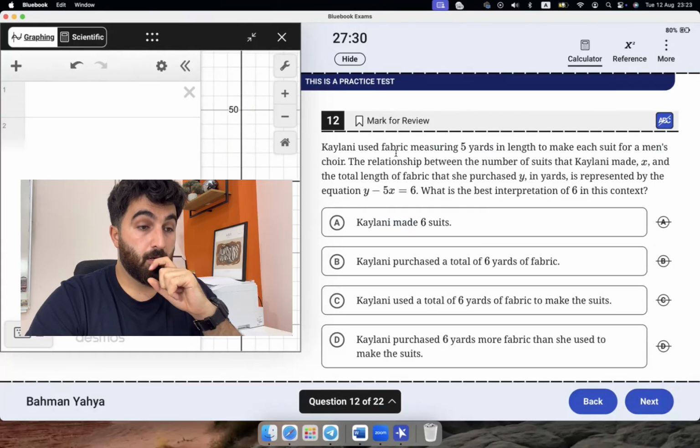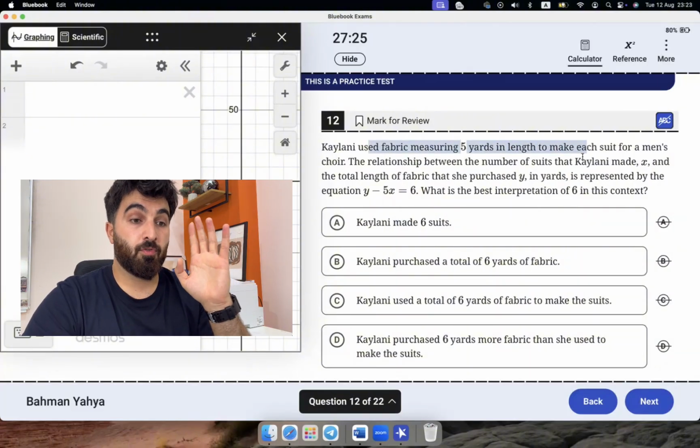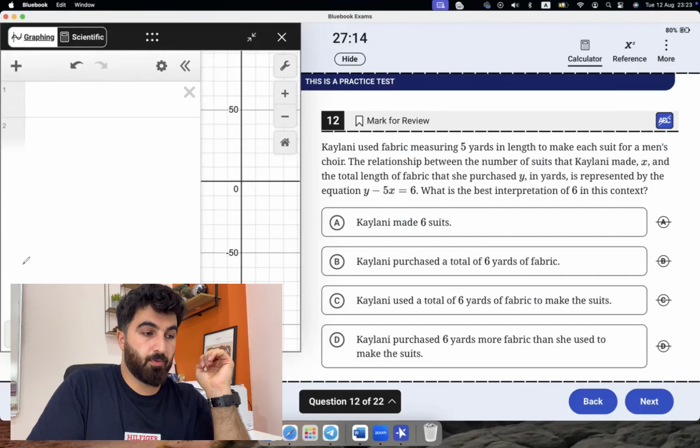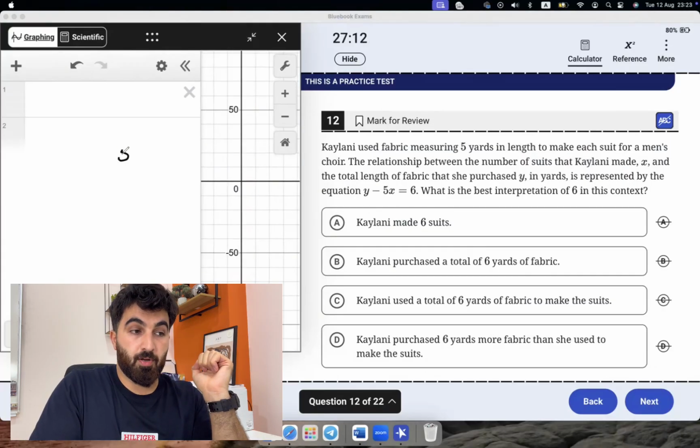Okay. We use fabric 5 yards in length to make each suit. For each suit, we use 5 yards. Let's just write down: for one suit, we use 5 yards.